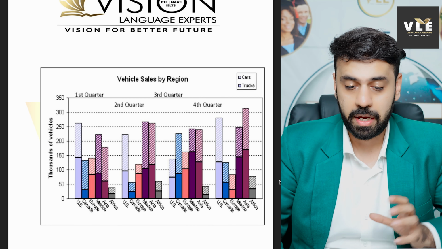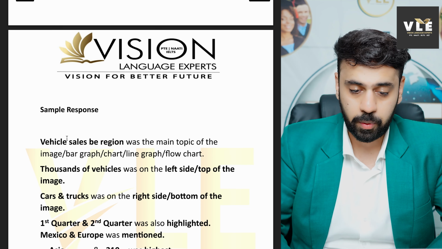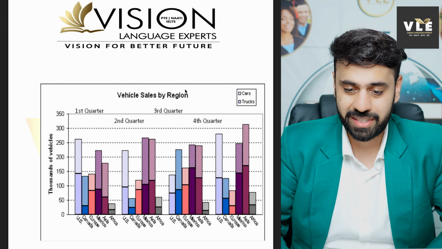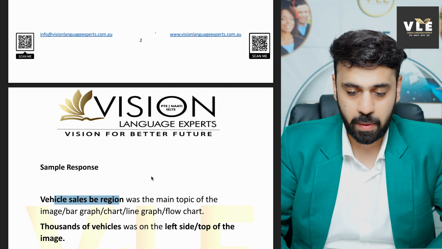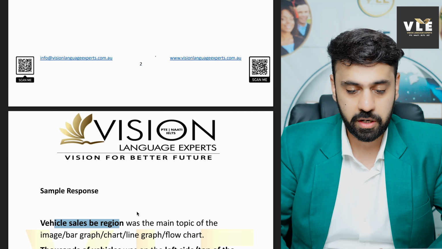Let's say this is the question you're getting on the screen. How to put the keywords? We'll be putting the very first phrase over here, which is the main topic, vehicle sales by region. So vehicle sales by region was the main topic of the image, a bar graph. In this case, it's a bar graph, so you can say bar graph.